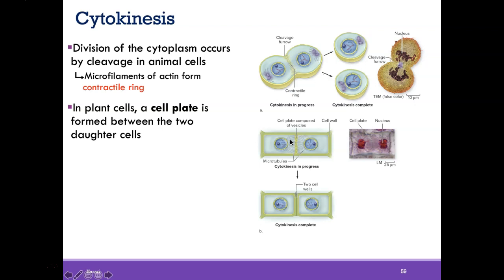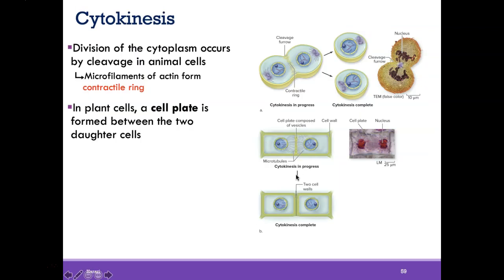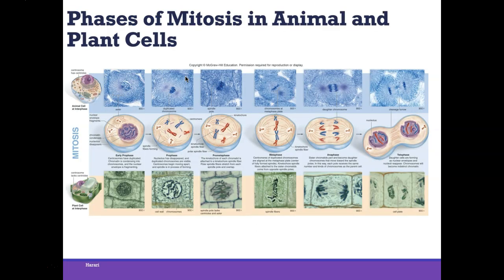In plant cells, different vesicles are distributed along the middle, and what's called a cell plate is then formed between the two daughter cells, and that is then generated into a cell wall. So cytokinesis is different in plant cells than in animal cells. This is a good time to pause and recap each of the steps in animal cells and in plant cells.